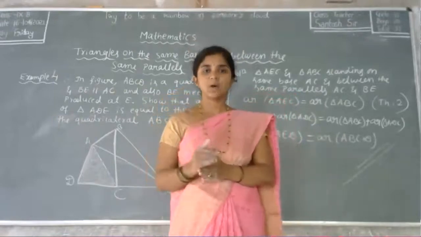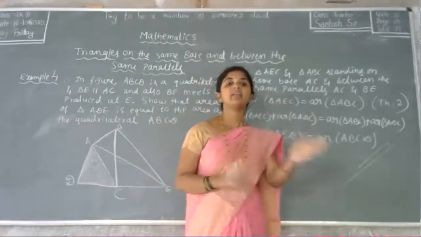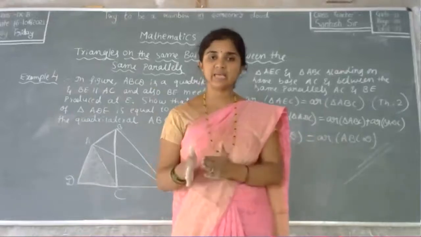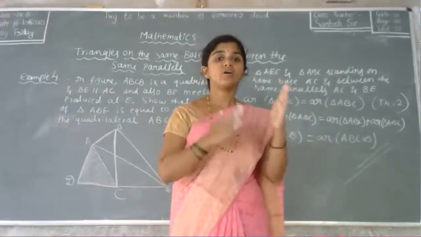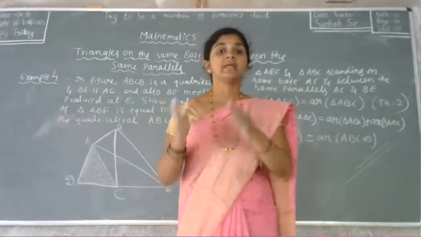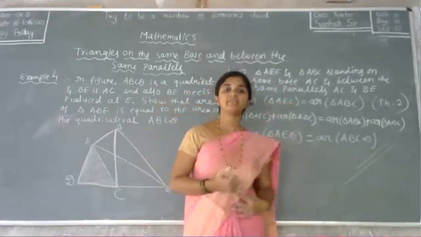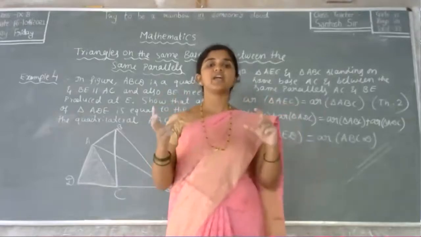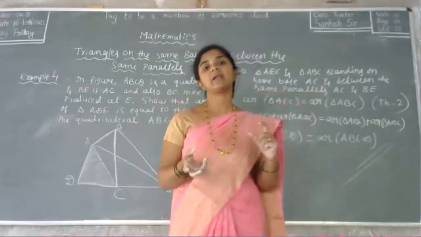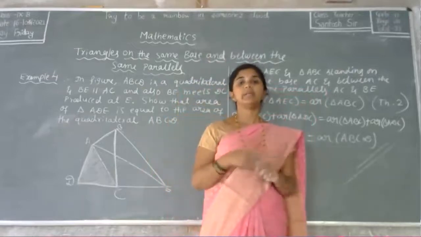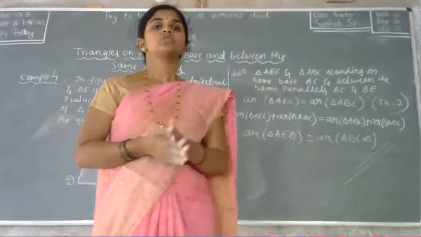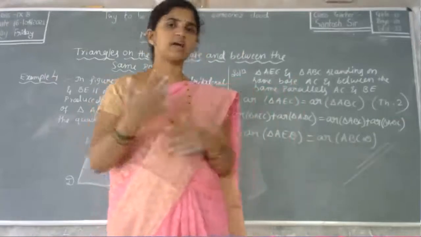Next topic is, if one triangle and one parallelogram are standing on the same base and between the same parallels, then the area of the triangle is half of the area of the parallelogram. The last topic of this chapter is, if two triangles are standing on the same base and between the same parallels, then they are equal in area. Got the idea of this topic, no? If you are having any confusion, you can ask anytime.